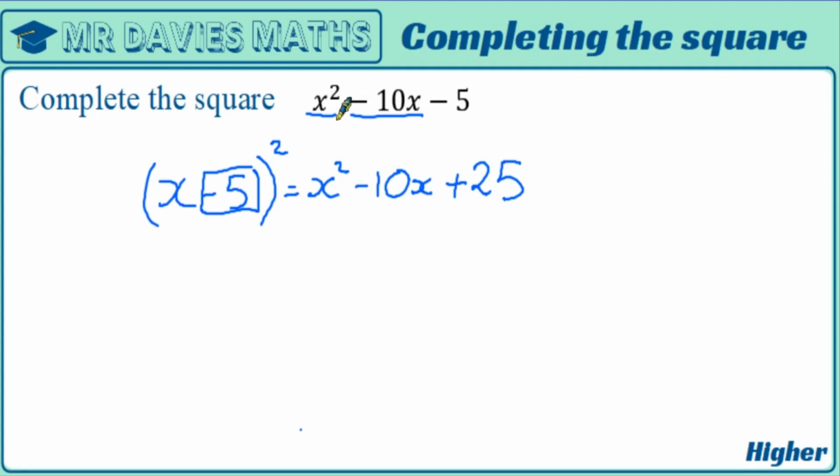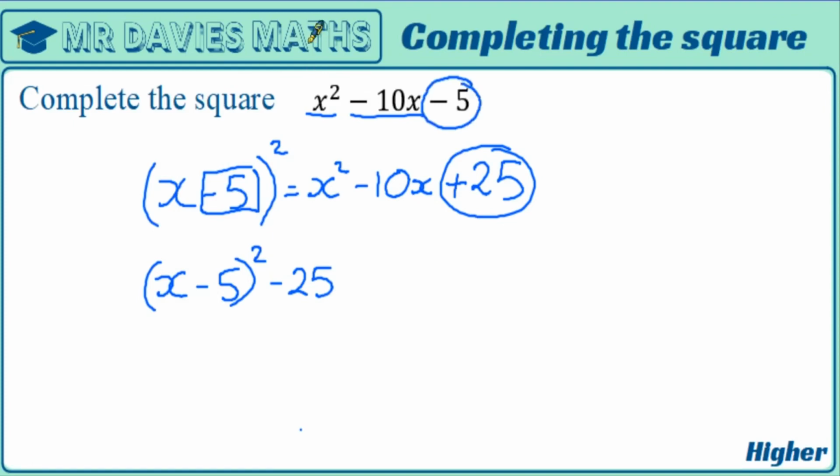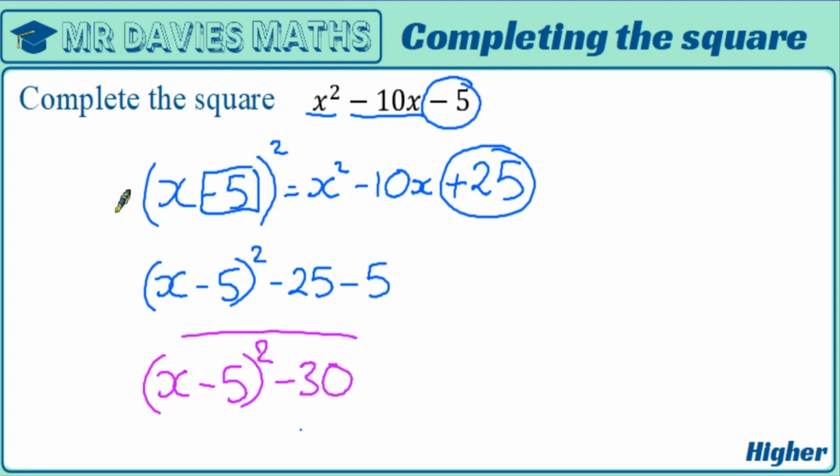So that's going to be x minus 5 all squared. Let's get rid of the 25, so take away 25, and make sure we don't forget about the minus 5 over here. Final answer: x minus 5 all squared, minus 25, take away another 5 is negative 30. Hopefully you're following what I'm doing, it's actually quite straightforward.